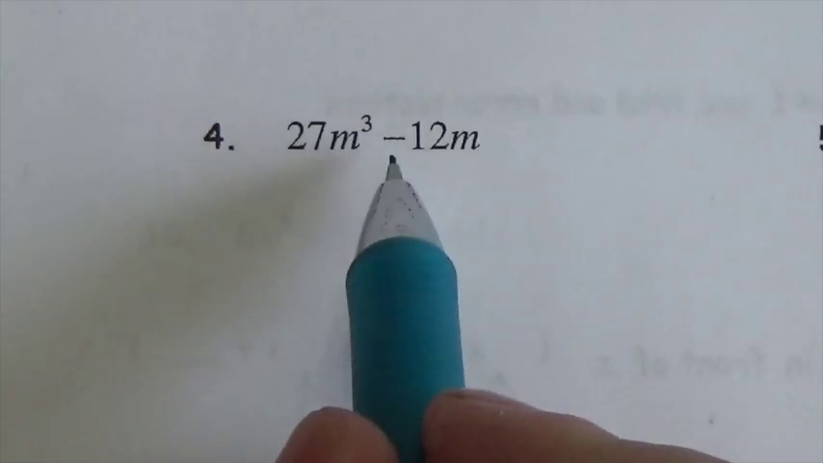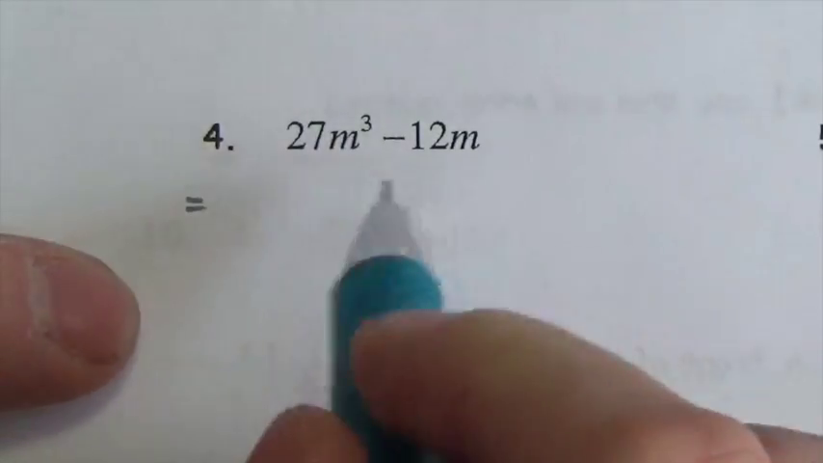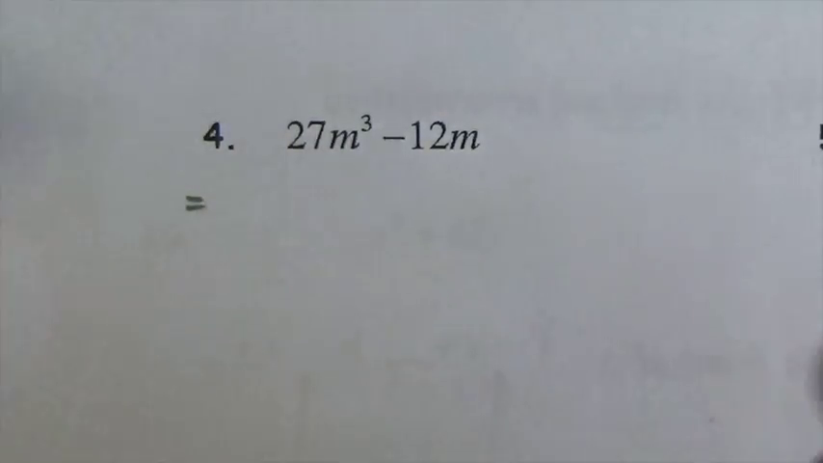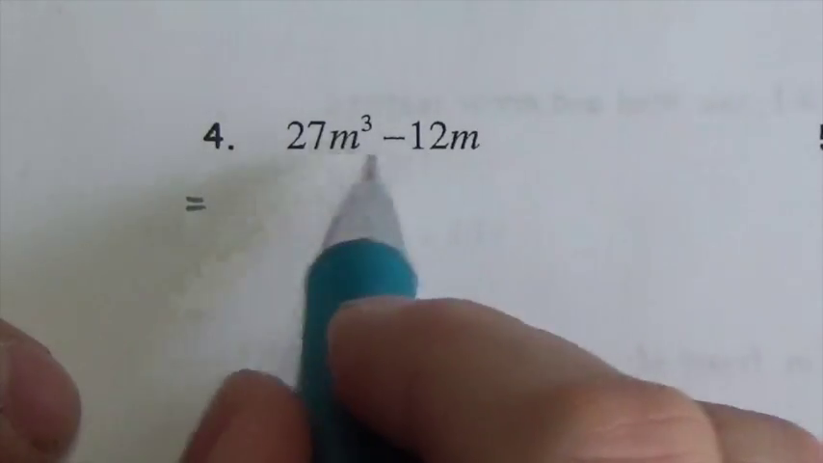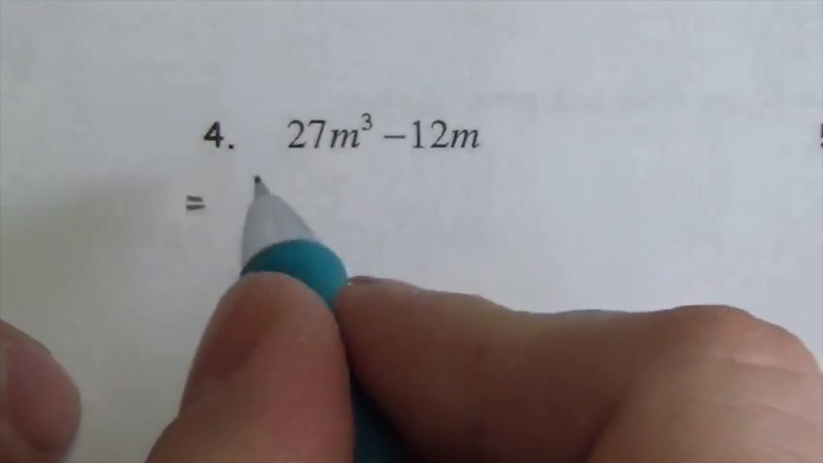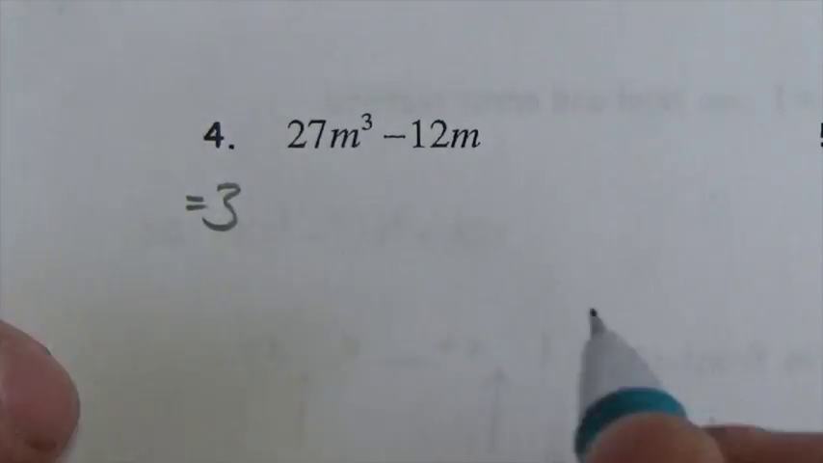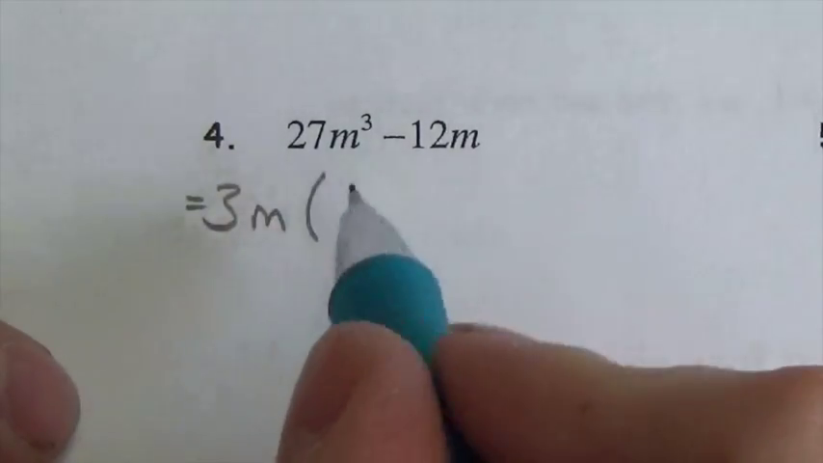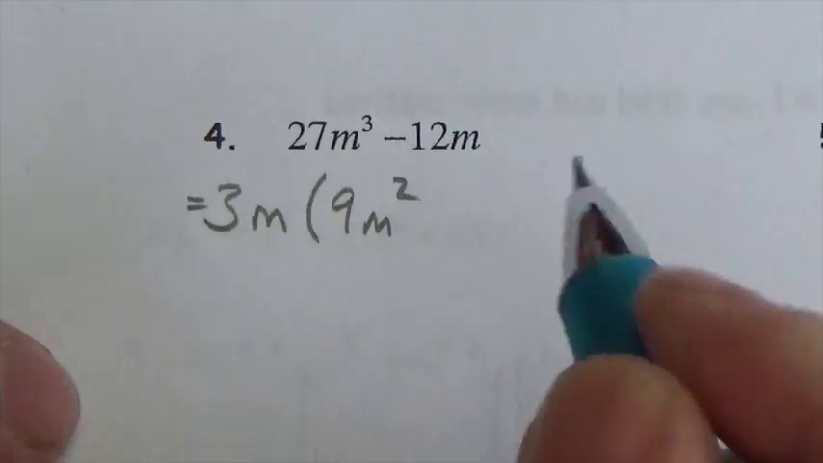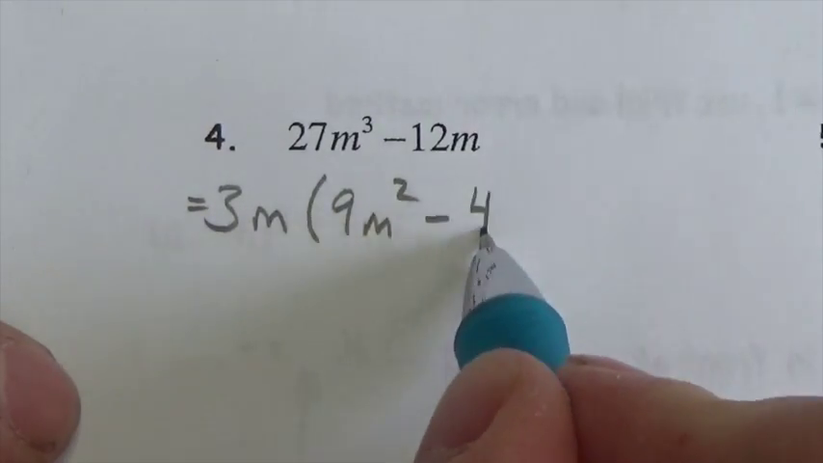Next one here, 27m cubed minus 12m. Okay, well, I see two terms, subtraction in between, that's a good sign. But these are not squares. So I'm going to take out what's common first. And between the 27 and the 12, it's really just a factor of 3. Between the m cubed and the m, it's just a factor of m. So when I take that out, I will end up with 9m squared minus 4.